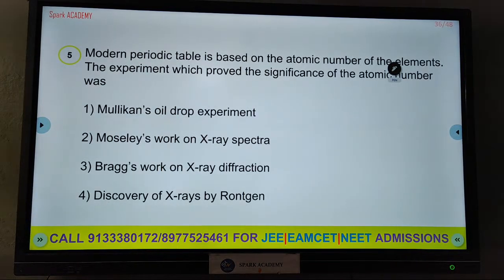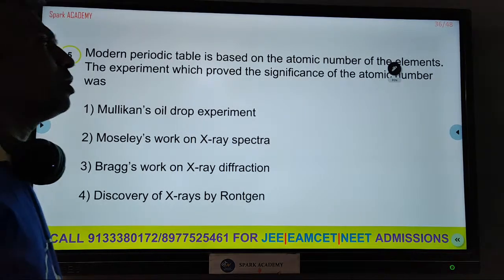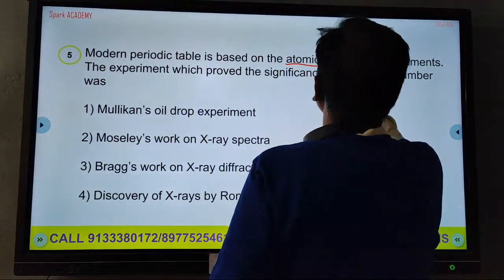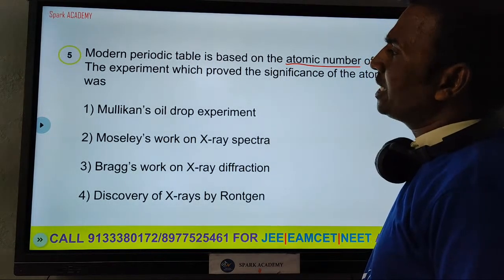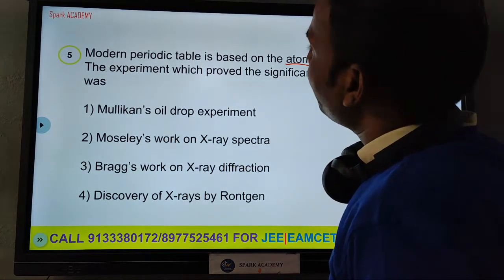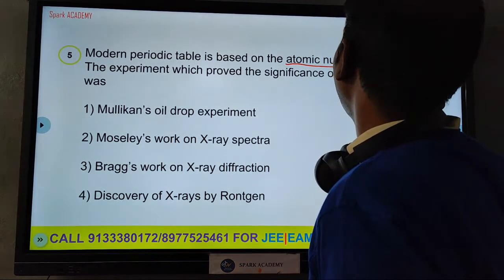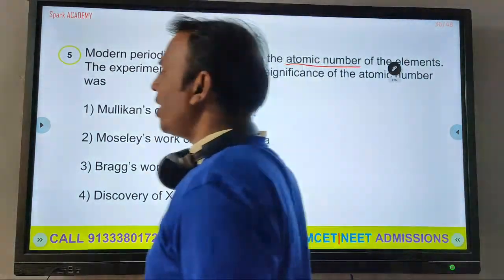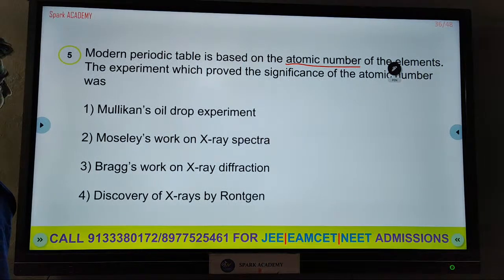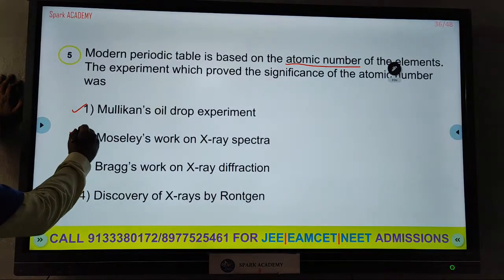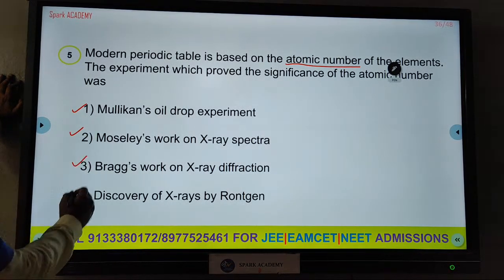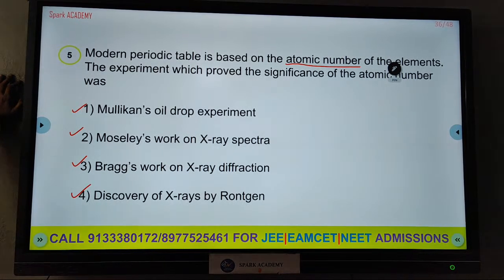Now the next question, which is also related to JEE Mains. The modern periodic table is based on the atomic number. Yes, correct, because the fundamental property of the modern periodic table is increasing atomic number. The experiment which proved the significance of the atomic number was, given below, some experiments. Which experiment proved the atomic number? Is it Millikan's oil drop experiment, Moseley's work on X-ray spectra, Bragg's work on X-ray diffraction, or the discovery of X-rays by Röntgen?